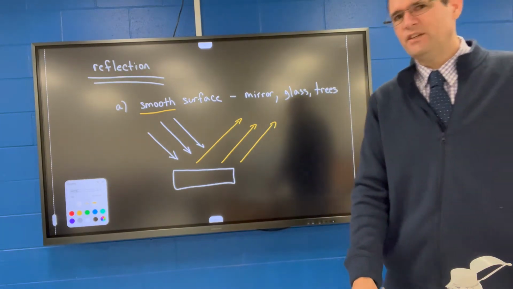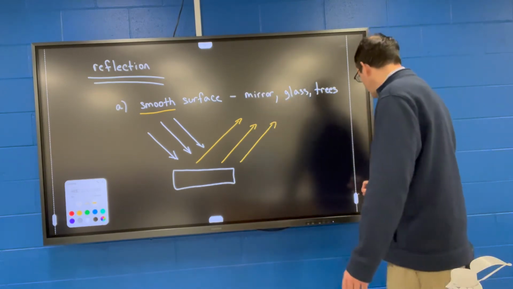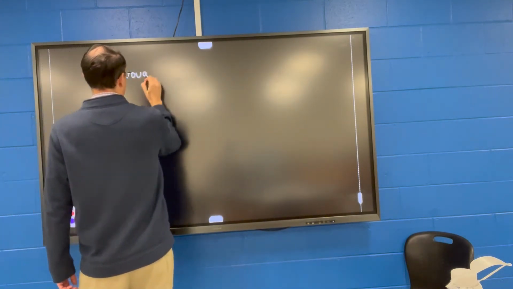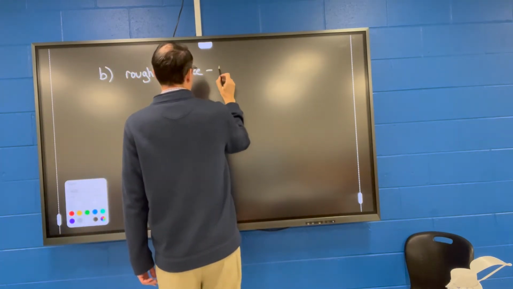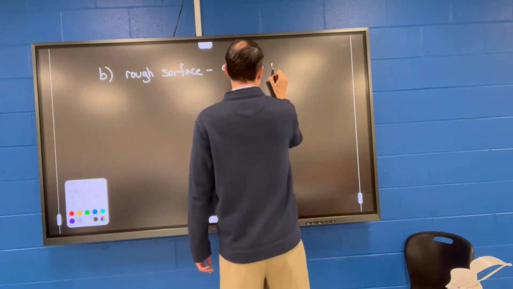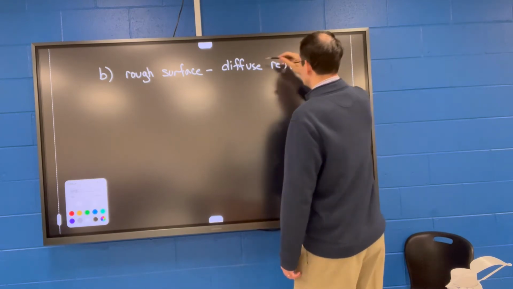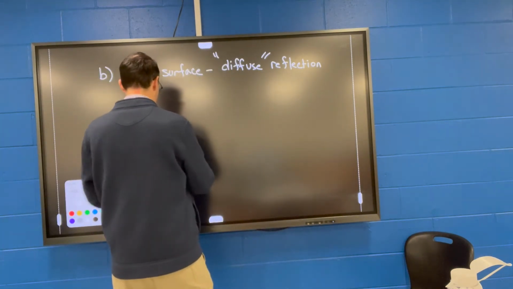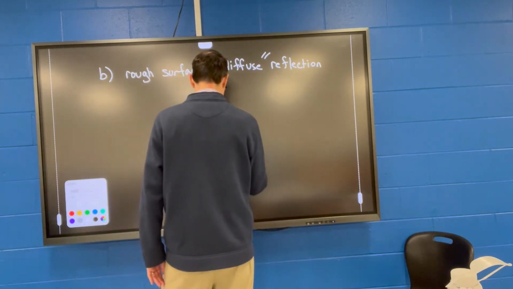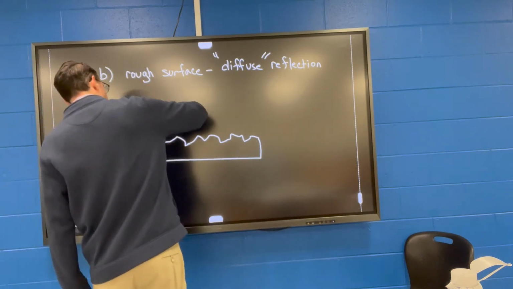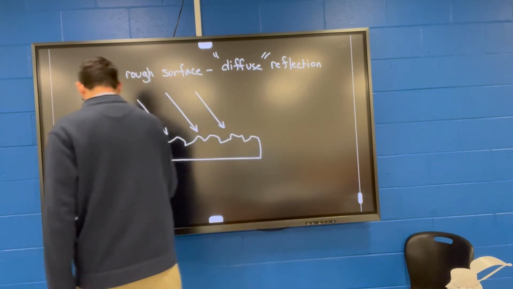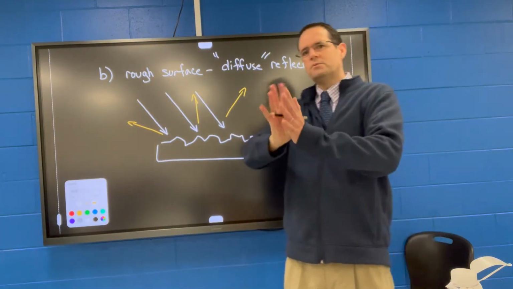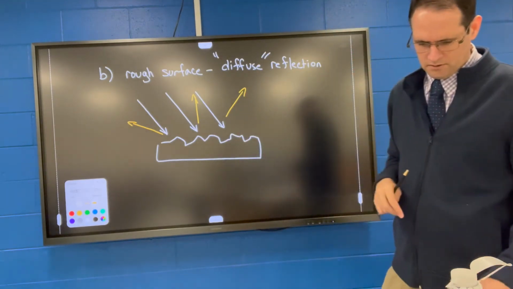All right, now we have diffuse reflection that happens off of a rough surface. So first we call it a rough surface. Okay. And we call this diffuse reflection. Let's draw a little picture of a rough surface. When light interacts with this, the light that comes in initially parallel hits this rough surface and is scattered in various directions, okay?